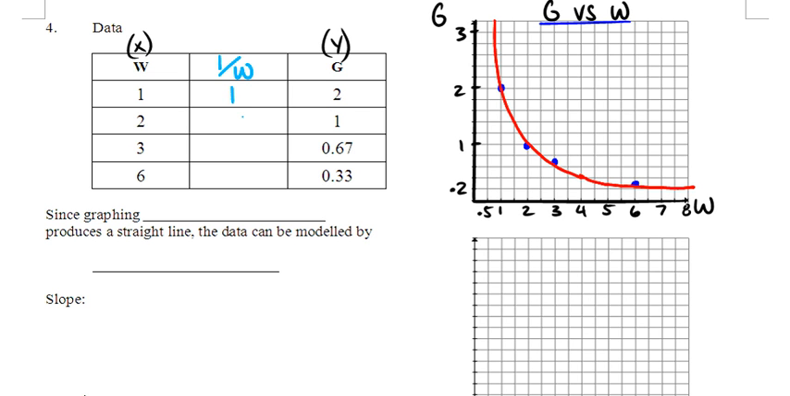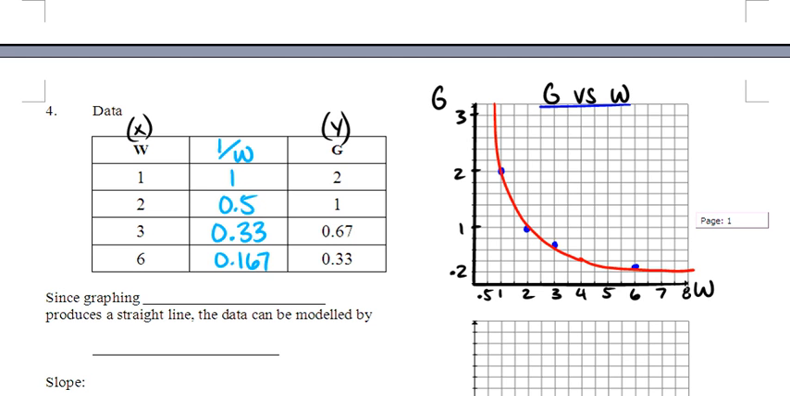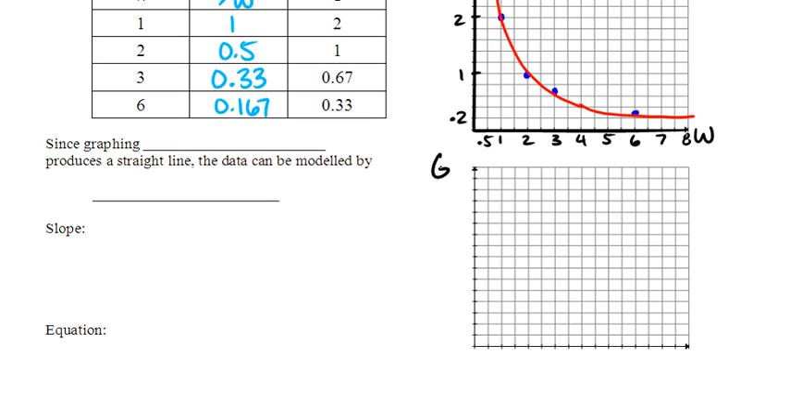So the reciprocal of all these numbers: 1, 0.5, 0.33, and 0.167. So we're going to make a second graph. Remember, don't touch the g-axis or your y-axis. That stays as is. But we do want to show that we're changing the x-axis into a 1 over w, which means the title changes. And you'll have to rescale that 1 over w. I'm going to pause the video and get all of that done with the data points for you.